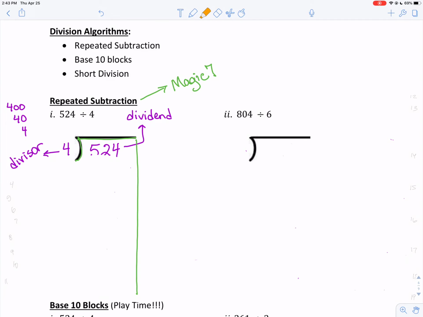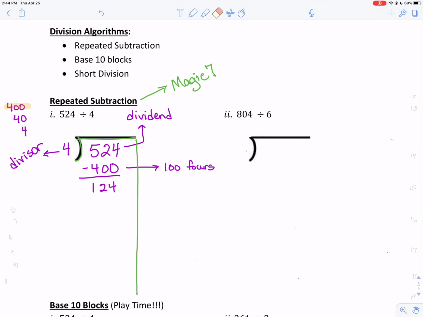So the first thing we're going to do is look to see what is the largest number we can subtract from 524. Well, that's going to be 400. So we're going to subtract 400. And notice that 400 is actually 100 fours. So we're going to keep a record of that to the right.